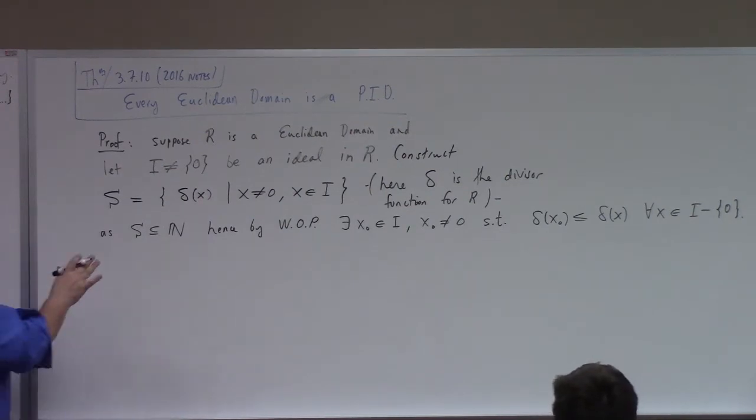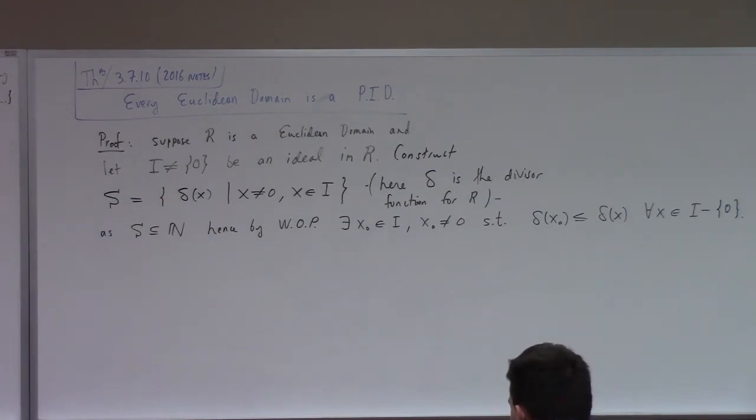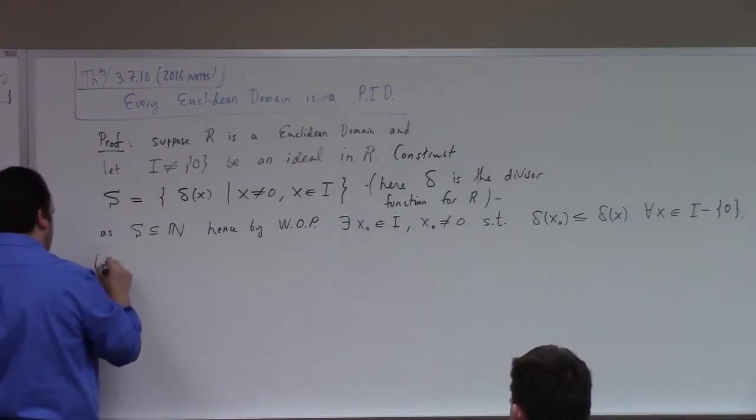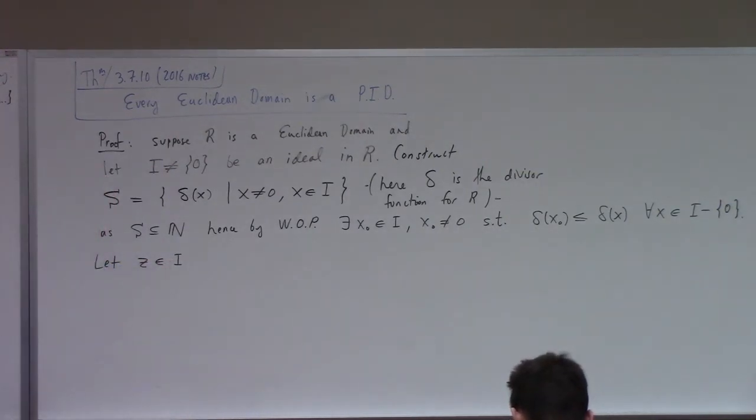So, we have this x naught. Then what can we do? Let z be an element of I, right? And then apply the division algorithm.